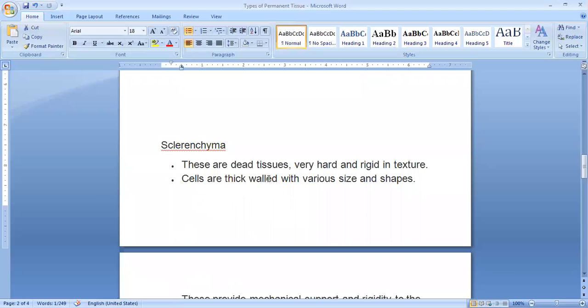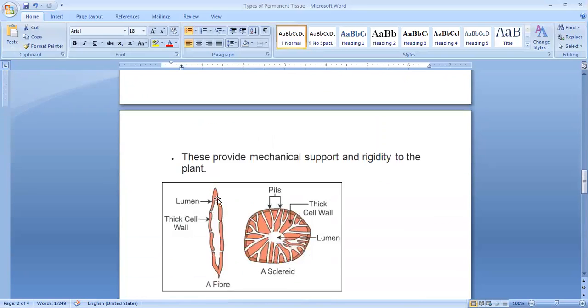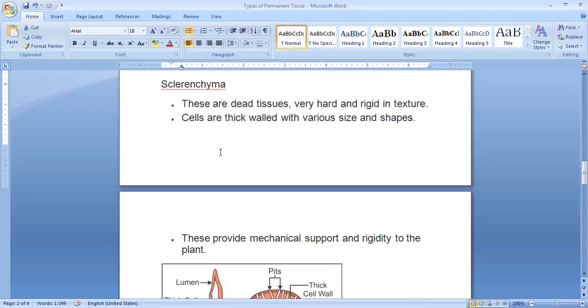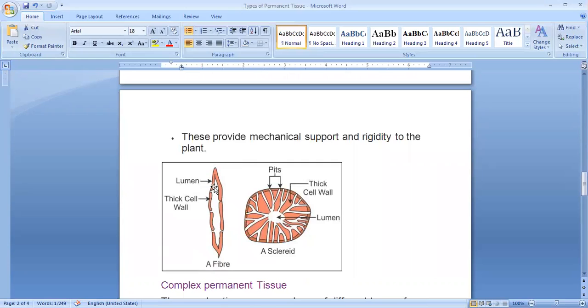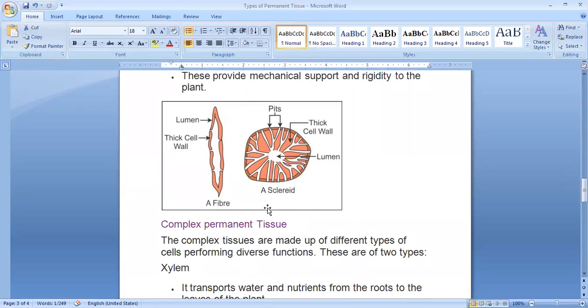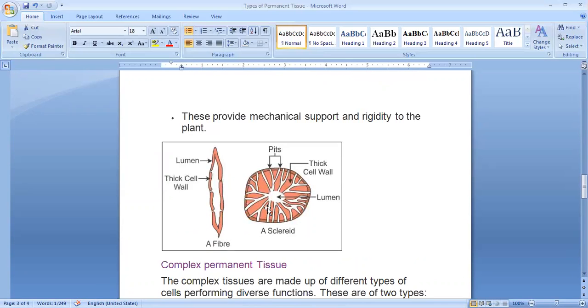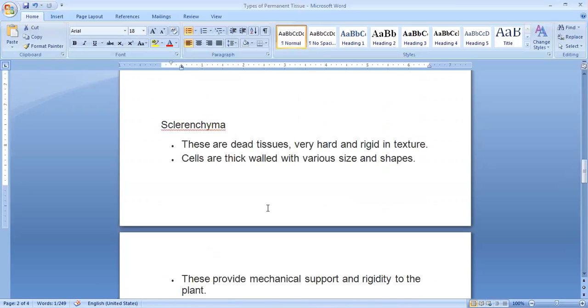So sclerenchyma is a dead tissue, very hard and rigid in nature. So it is very hard, very tough tissue and is dead. Cells are thick walled with various size and shape. You can see this is the sclerenchyma, and this is a lumen. Lumen means cavity, and these are long. They provide mechanical support and rigidity to the plant. Imagine coconut husk. Coconut husk is a sclerenchymatous tissue.